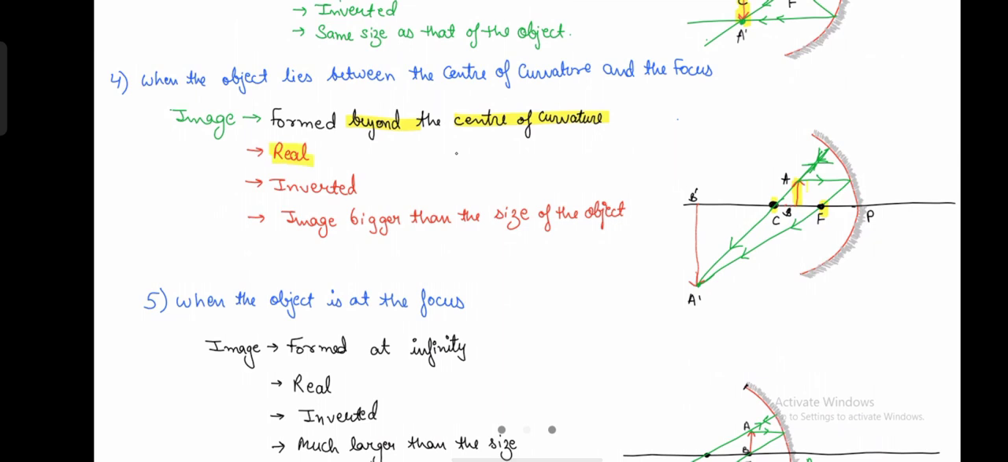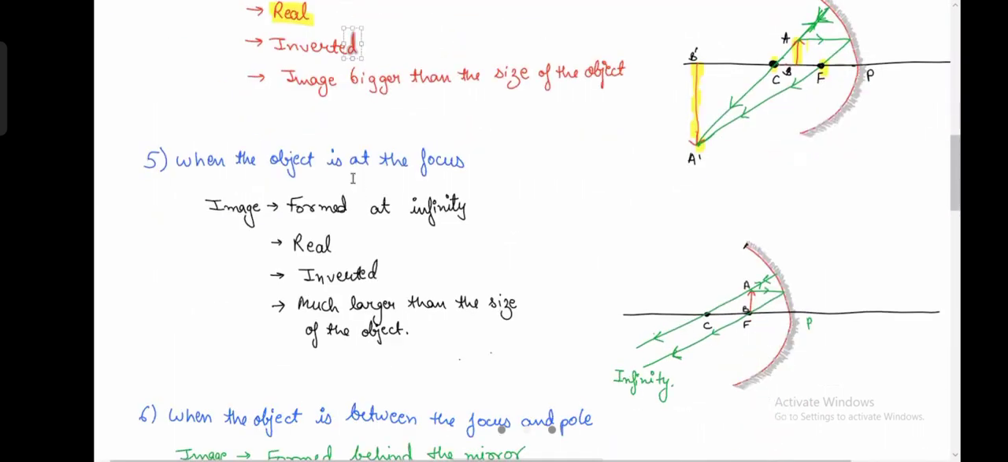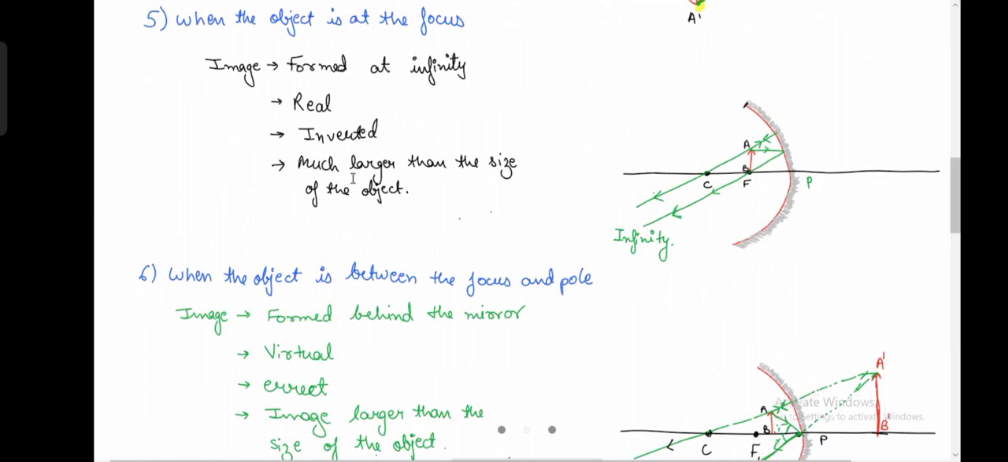That's why the image is bigger than the size of the object. You can see the image is larger and the object is smaller. Okay, the next scenario is when the object is at focus. See, when the object is at focus, it is on the focus only.